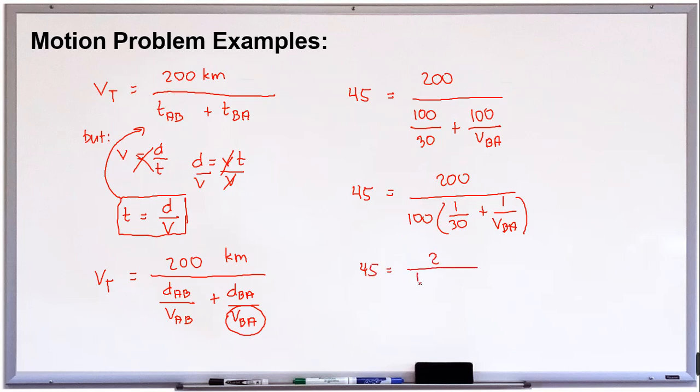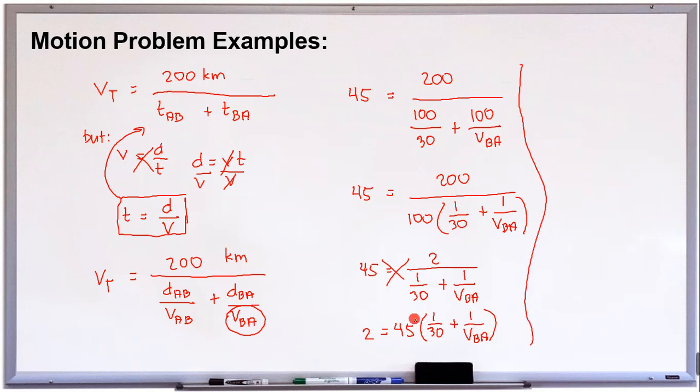So 2 over 1 over 30 plus 1 over VBA. So we can take cross multiplication, so that would be 2 times. Again, do not forget to put a parenthesis since the operation is multiplication. So that would be 1 over 30 plus 1 over VBA. Okay, next is we're going to multiply this one. So you have 2 is equal to 45 over 30 plus 45 over VBA.